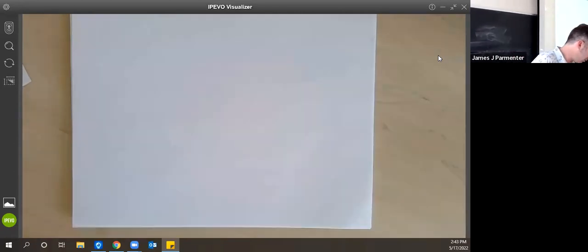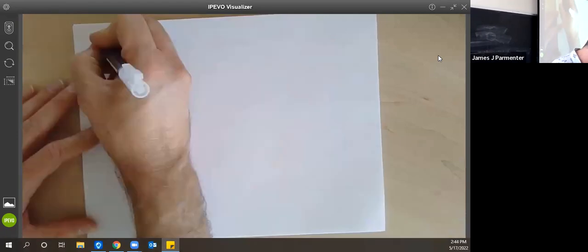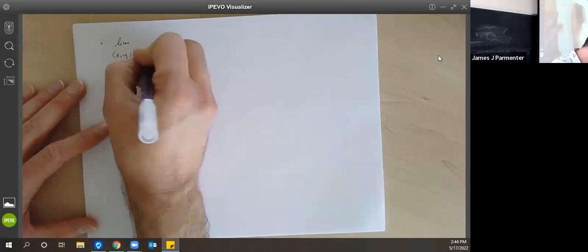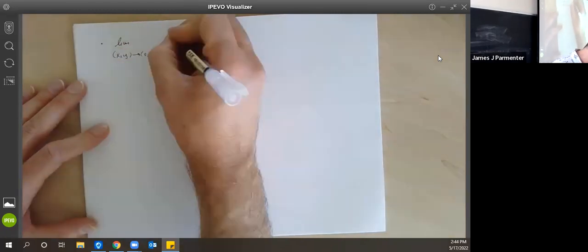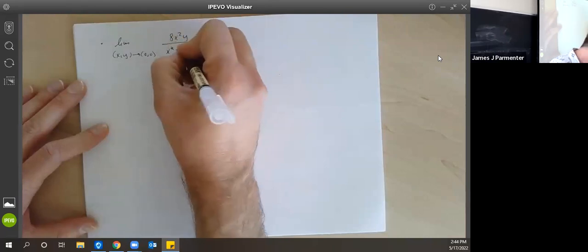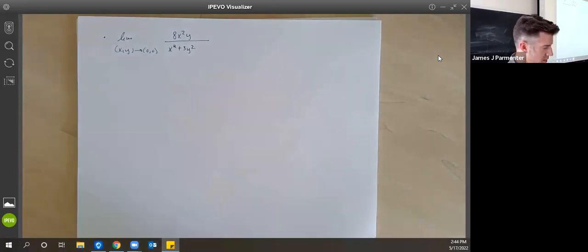All right, let's look at some more examples. Okay, we've got time, so let's say we wanted to look at this limit. The limit as (x, y) approaches (0, 0) of 8x squared y over x to the 4th plus 3y squared. And we can see, of course, if we plug in (0, 0), we're going to get 0 over 0, indeterminate form. So for these ones, here's what you should usually do.